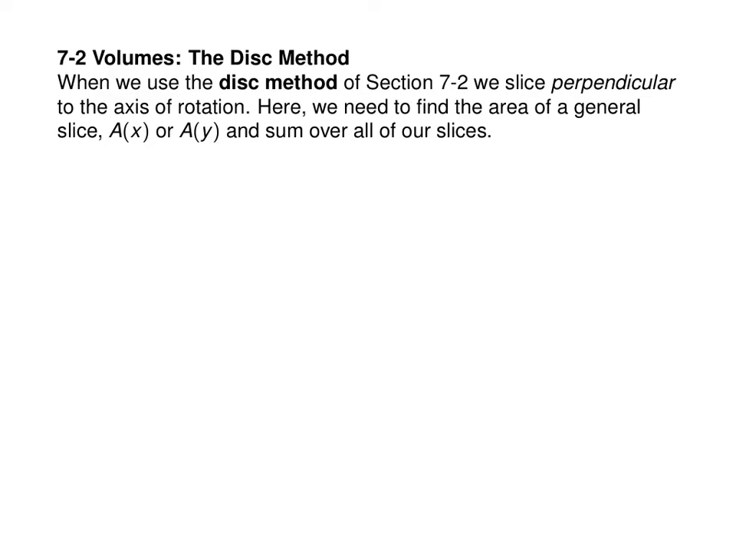The first method was the disk method. When you use the disk method, the important thing to remember is that you slice perpendicular to your axis of rotation. So you need to find the general slice, the area of a general slice, A(x) or A(y), and sum over all of our slices.